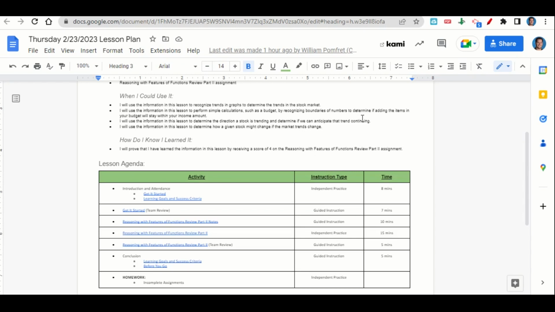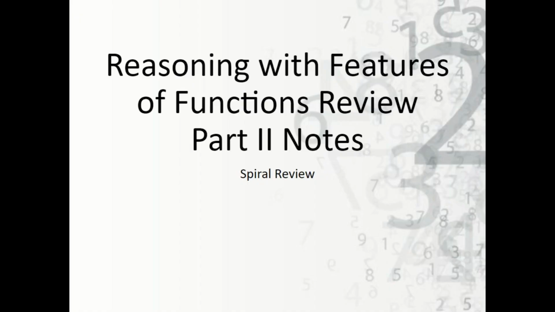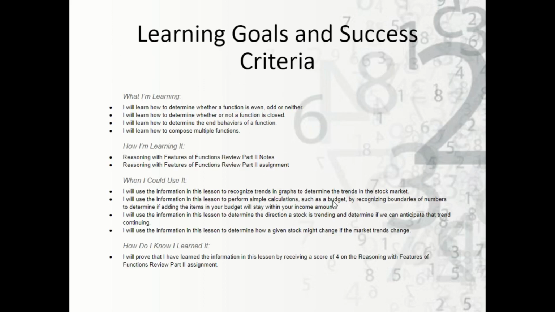At the end of class, we'll go back over our learning goals and success criteria while you fill out your Before You Go. Your only homework for tonight is to work on any incomplete assignments that you may have. Let's take a look now at the Reasoning with Features of Functions Review Part 2 notes. The notes begin with the learning goals and success criteria.